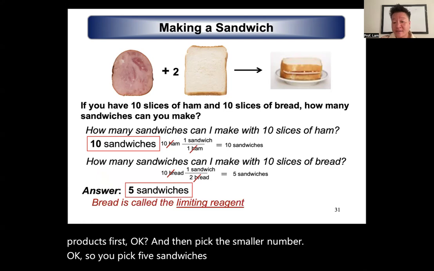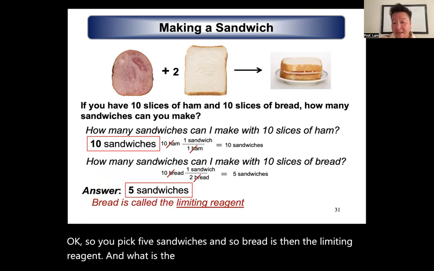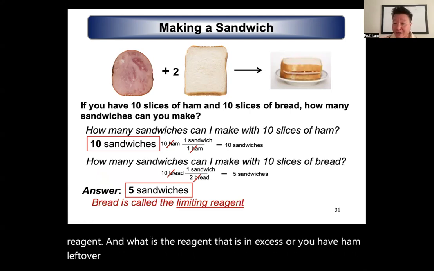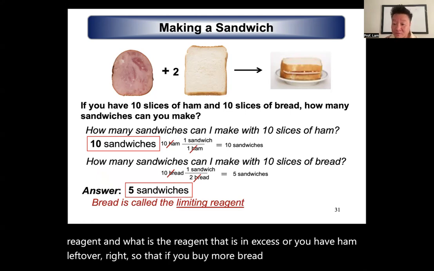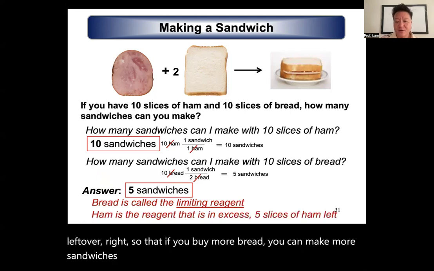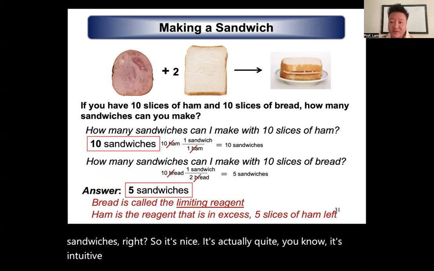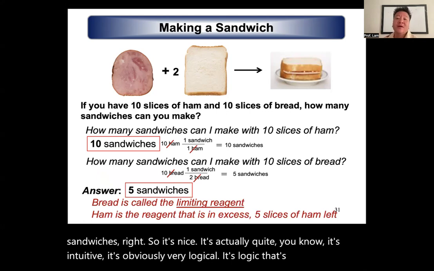And so bread is then the limiting reagent. And what is the reagent that is in excess? Well, you'll have ham left over, right? So if you buy more bread, you can make more sandwiches, right? So it's nice. It's actually quite intuitive. It's obviously very logical. It's logic that's already inside you, right?